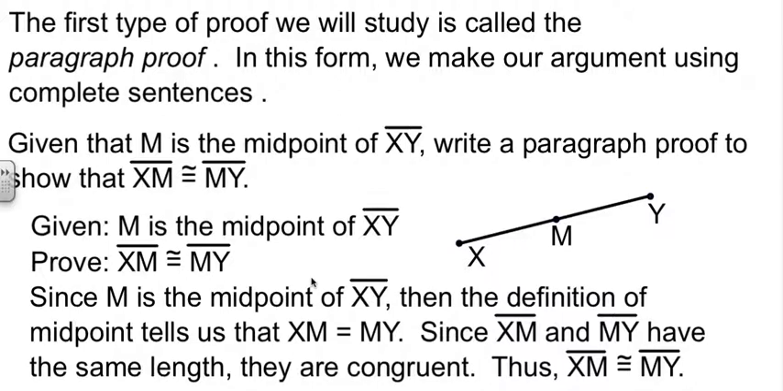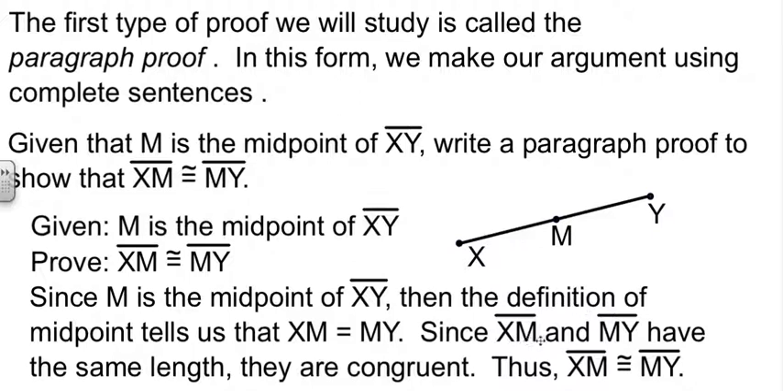So now we're ready to write our proof. And we start with the given information. We know M is the midpoint of XY. Then knowing that that's the midpoint tells me something. Because the definition of midpoint tells me that it makes two congruent segments, or two segments of equal length. Well, those two segments are XM and MY. So I'm making a statement here that XM and MY are equal, and I'm backing it up using the definition.